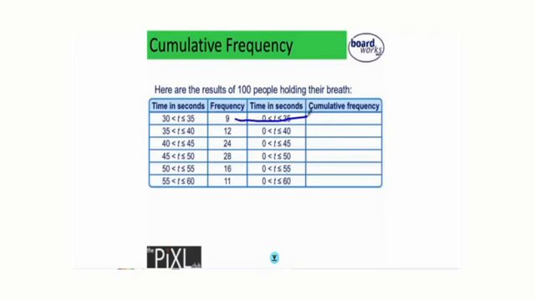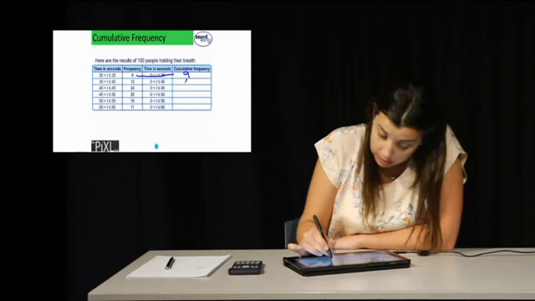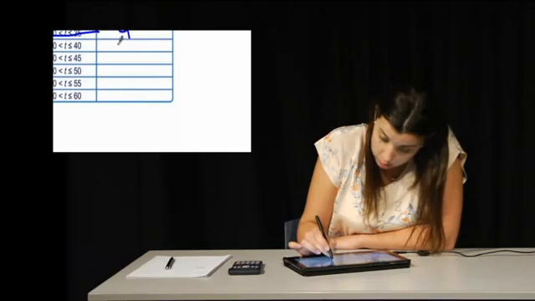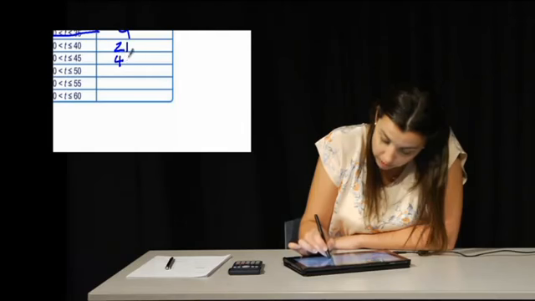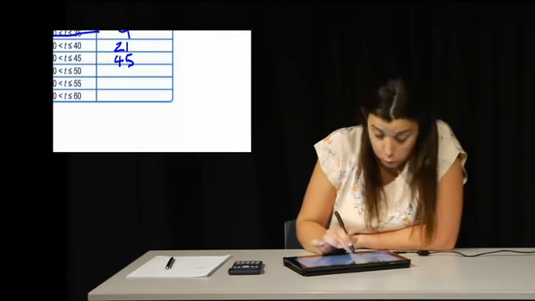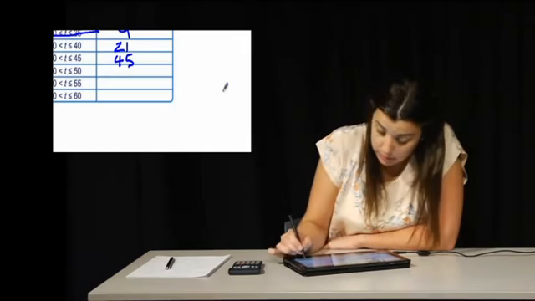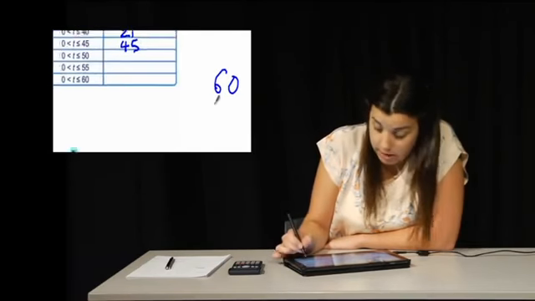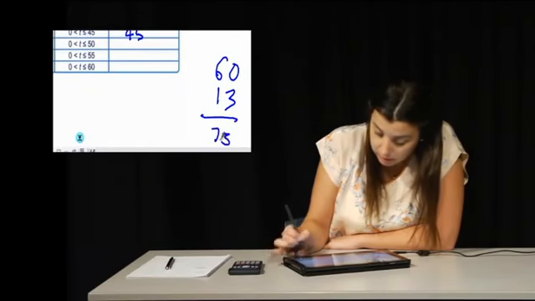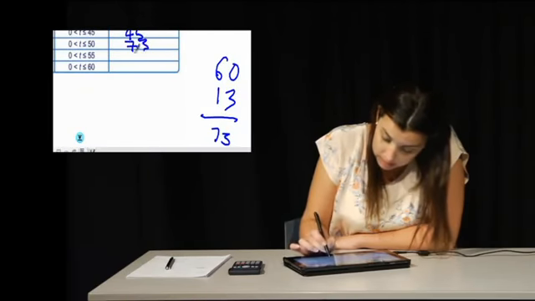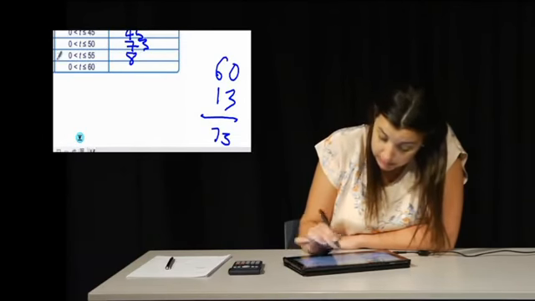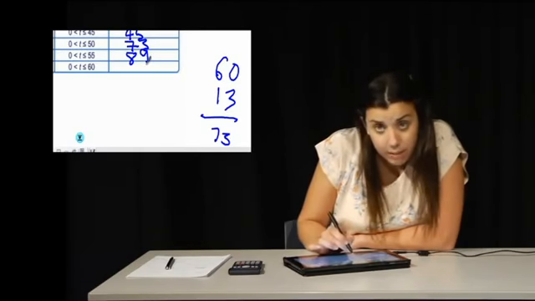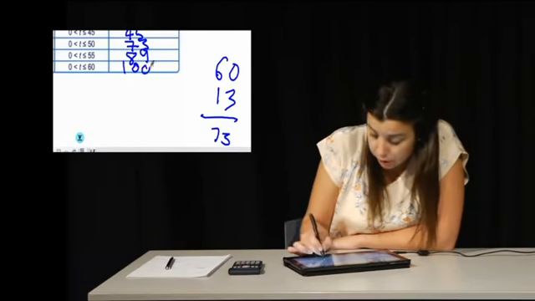So, our first frequency is 9. Put that in. Add your 12 to 9. 9 plus 12 is 21. 21 add 24 is 45. 45 plus your 28. 40 plus 20 is 60. 8 plus 5 is 13. So we have 73. 73 add 16. Well, the 70 plus my 10 is 80. And my 6 plus my 3 is 9. And then I've got 11. Add to my 89 makes 100.